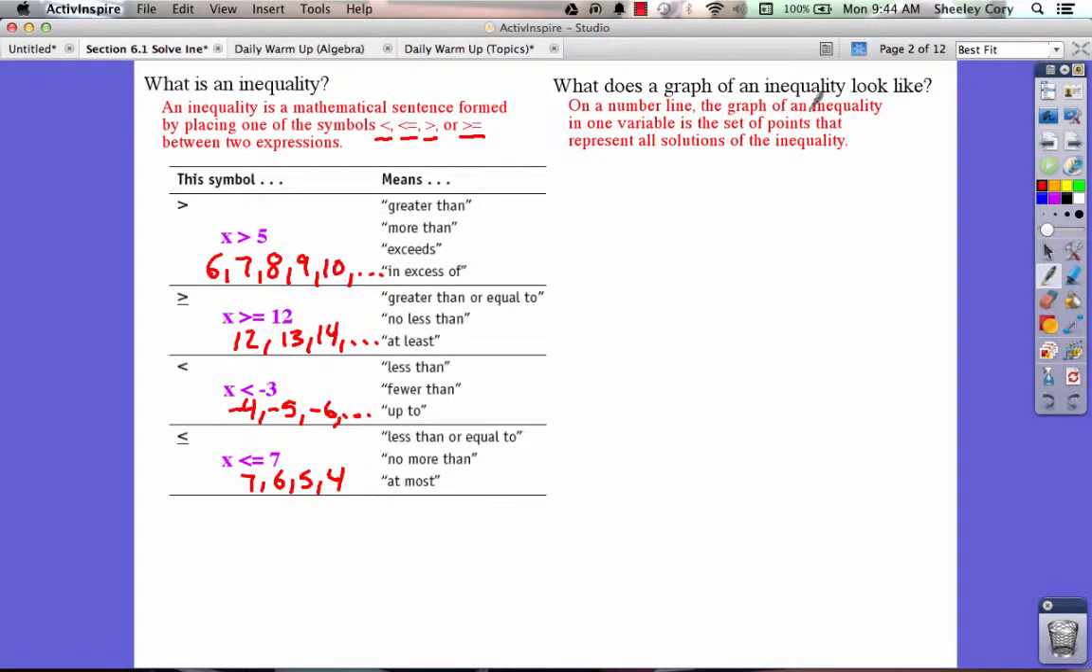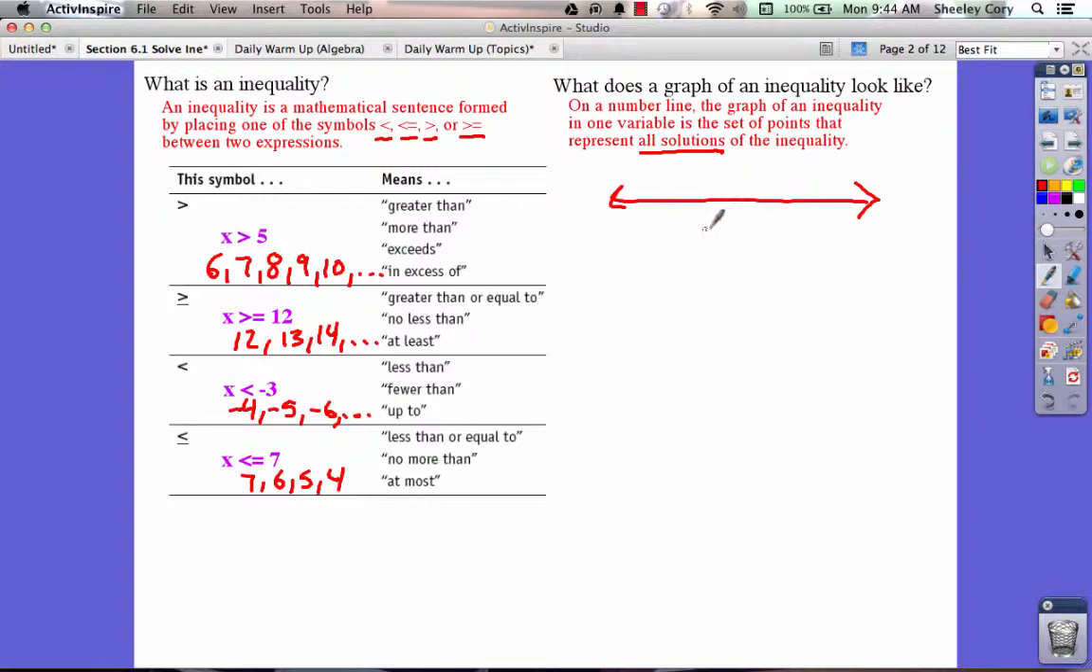So what does a graph of an inequality look like? On a number line, the graph of an inequality in one variable is a set of points that represent all solutions of the inequality. So what we're going to do is graph each of these on a number line. If I make the number line here, it says x is greater than 5.